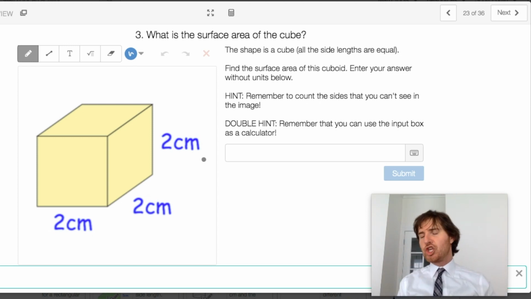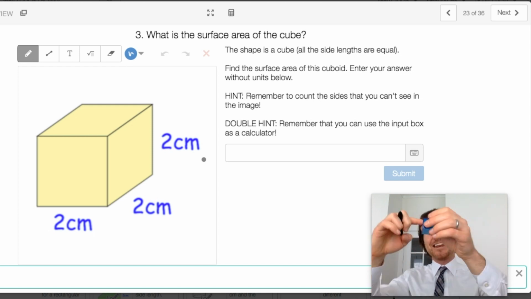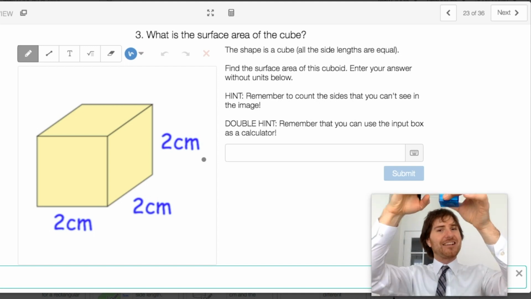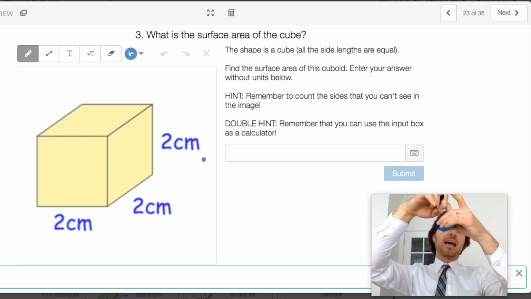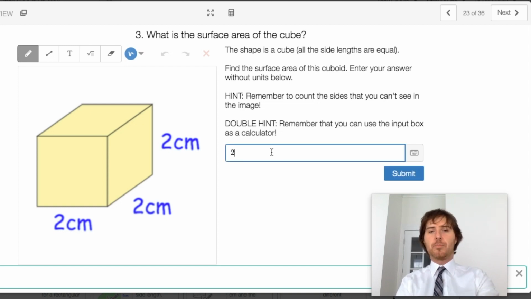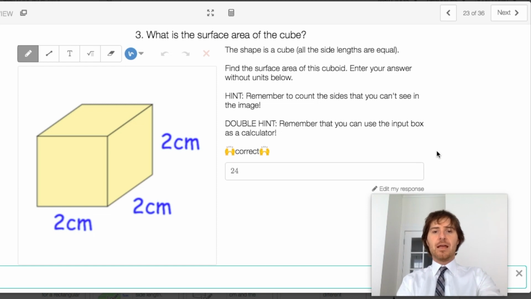Come on, guys. You know that a cube has 6 faces because it's a rectangular prism, and any rectangular prism has 6 faces, right? Because our base here and a base here. Remember, any prism starts with 2 bases, and then a rectangle has 4 sides, so it would have 4 lateral faces, 6 faces in total, okay? All right, so what are we going to do? Well, each one is going to be 4 square centimeters. So 4 square centimeters times 6 would be 24 square centimeters, but they said no units, so I'm going to put 24, submit. Hey, correct.